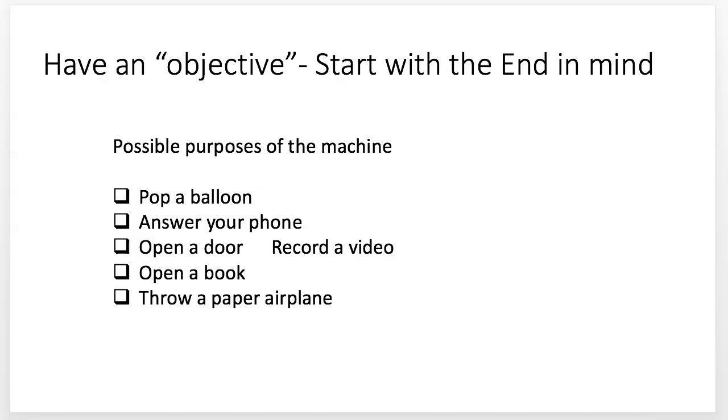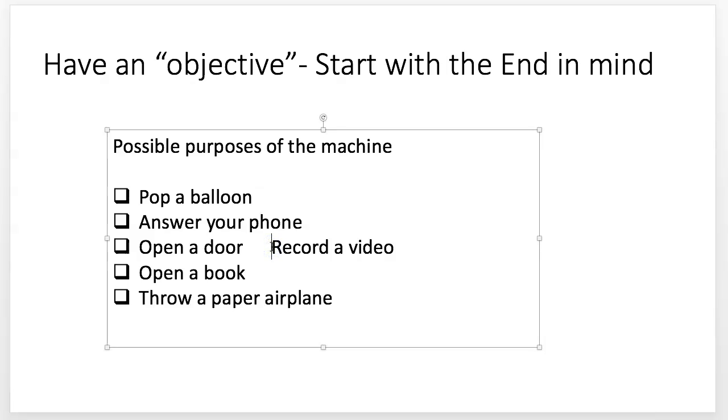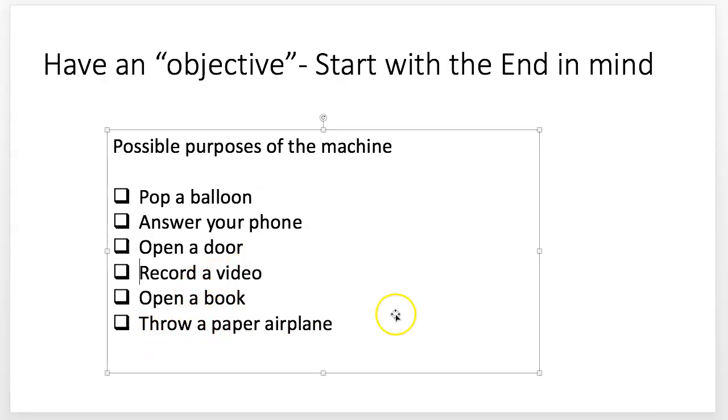So to make a sculpture like this, you have to have an objective. You start with the end in mind. And there's all kinds of purposes you could choose, but here are some possible ideas: pop a balloon, answer your phone, open a door, record a video, open a book, throw a paper airplane, right? It kind of has a way of talking about something banal and regular and everyday in the world through this machine that points out the obviousness of it and the regularness of life around us. It highlights it in a way.